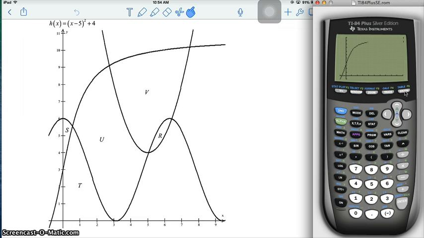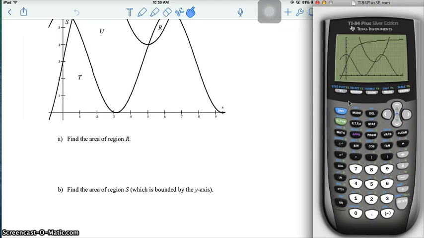What you can see on the right hand side should look quite similar to whatever you have. So you can see we have regions S, T, U, V, R. These are the few areas that we need to find. Now let's go back to the worksheet and figure out how we need to find R.